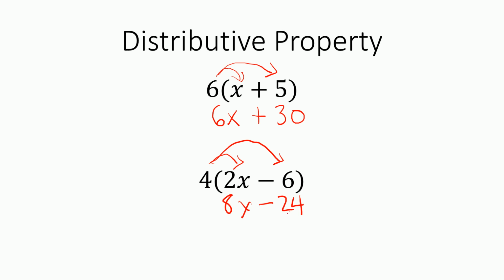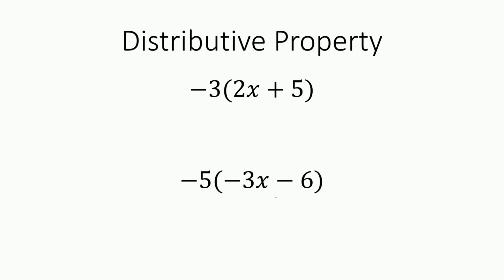So speaking of negatives, when we have a negative on the outside, that negative goes with the number when we multiply. So negative 3 times 2x is negative 6x, because negative 3 times 2 is negative 6. And when we do negative 3 times 5, that would be negative 15. I could just write minus 15. I wouldn't have to write plus negative 15. I can just go right to minus 15. That's a little bit easier.